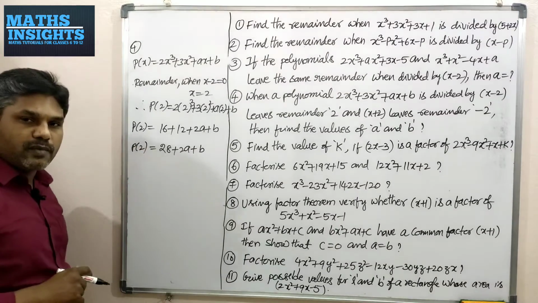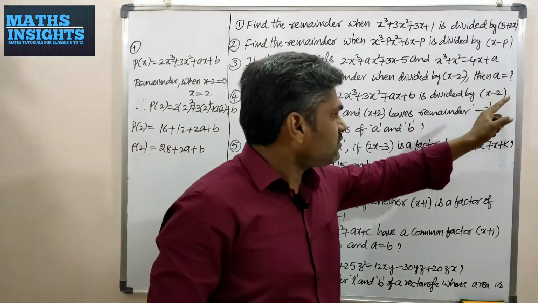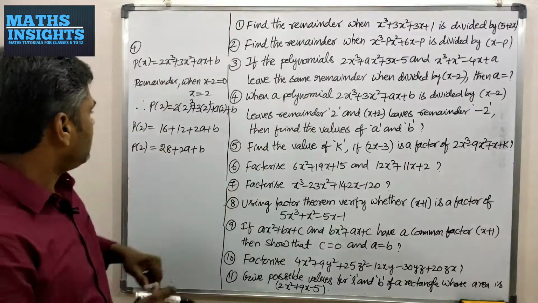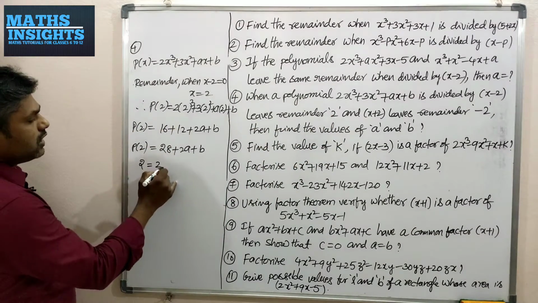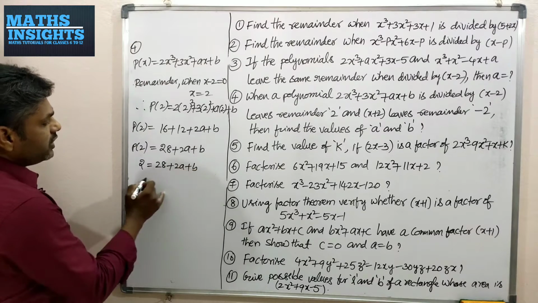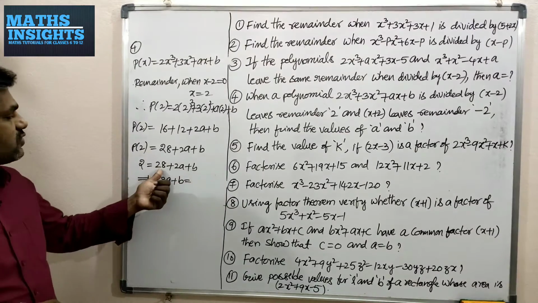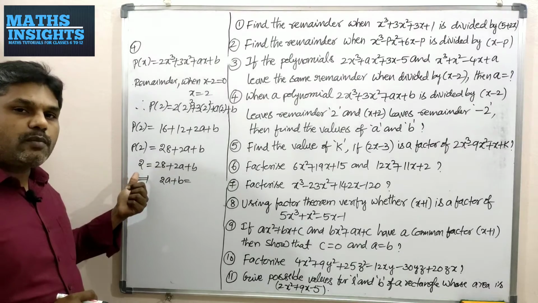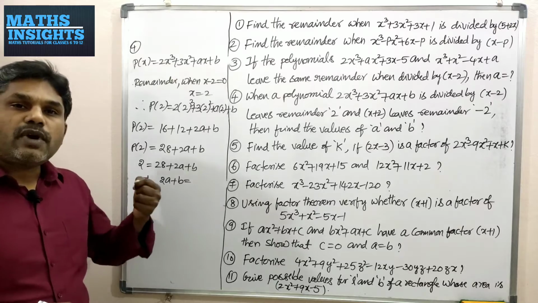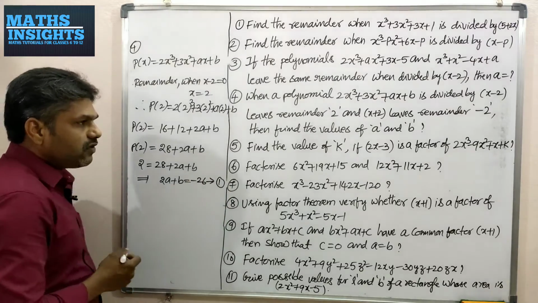p of 2 is nothing but the remainder. But they have already given the remainder when the given polynomial is divided by x minus 2. That is 2. Therefore, the remainder is already given as 2, that is 2 is equal to 28 plus 2a plus b. That implies 2a plus b is equal to, when this 28 comes to this side it will become minus 28, minus 28 plus 2 will become minus 26. Okay, minus 26. Let it be equation number 1.